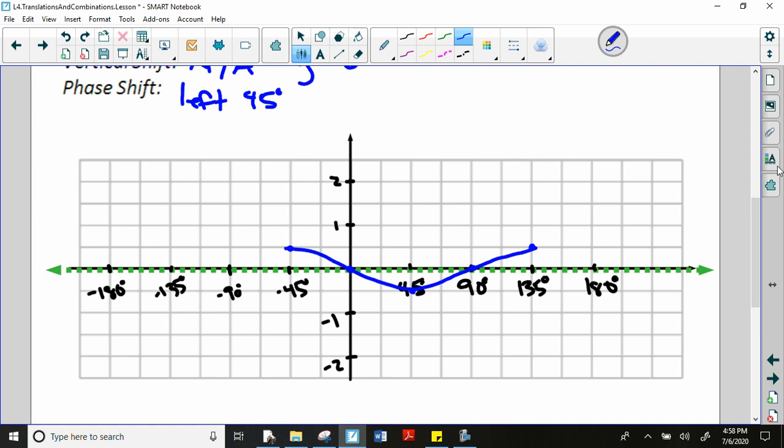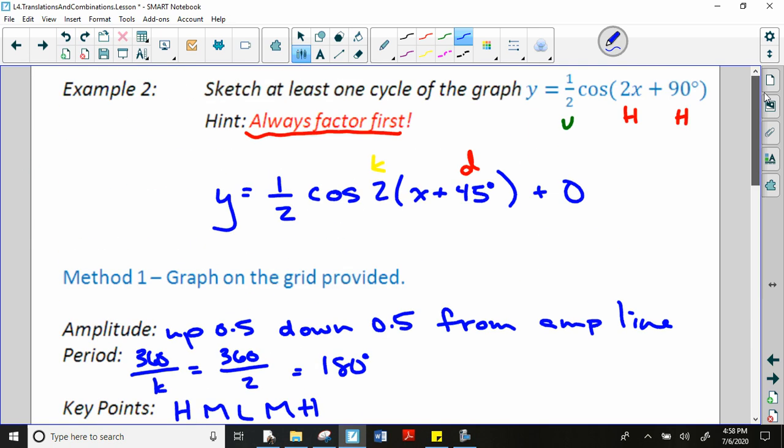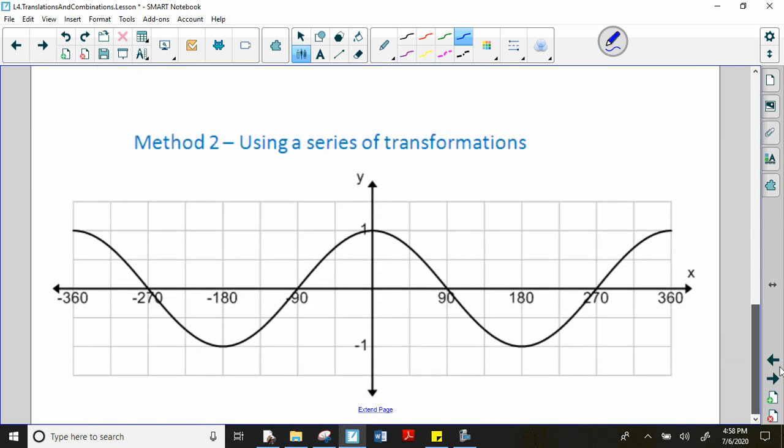The other way you can do this is if you were to use a series of transformations. So I'm going to do them the proper way, unlike in the other one I did. First things first, I'm going to multiply our amplitude by half. So instead of being there, we'd be there. Middle, low, middle, high. So this is what our graph would be like just with the 1/2. High, middle, low, middle, high.